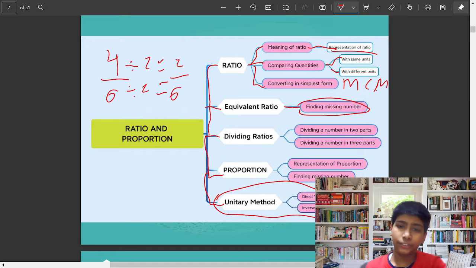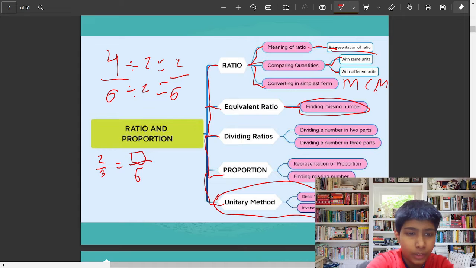And equivalent fractions, finding missing numbers, like as you have seen in fractions also, like we have to take out 2 by 3's equivalent, equals to square above and 6 below, so we will multiply it by 2. Over here also below multiply by 2, so 4 is there.